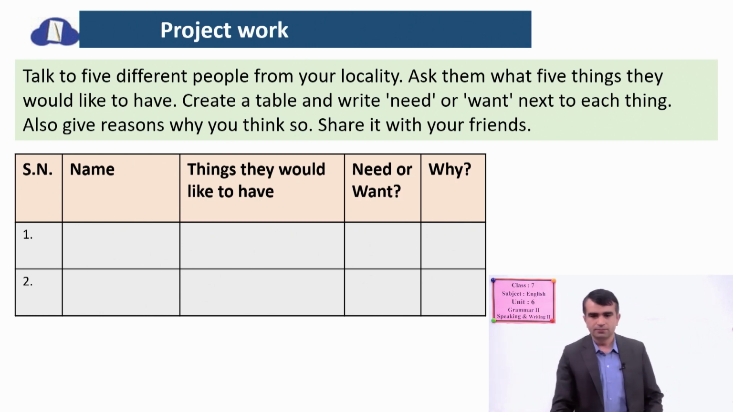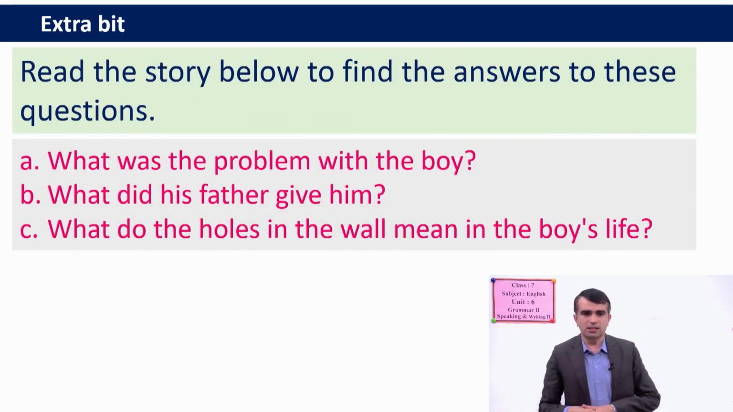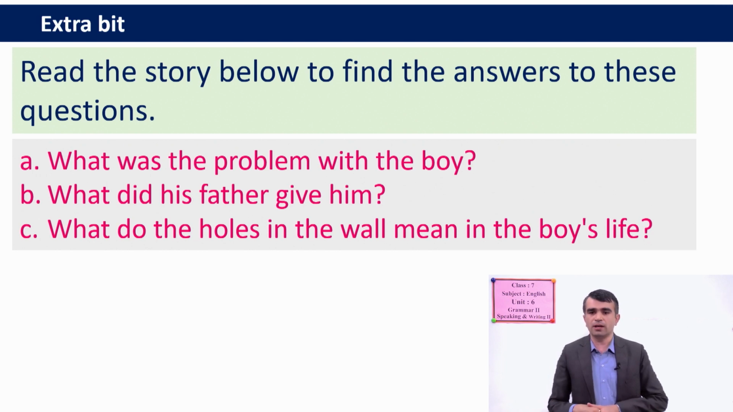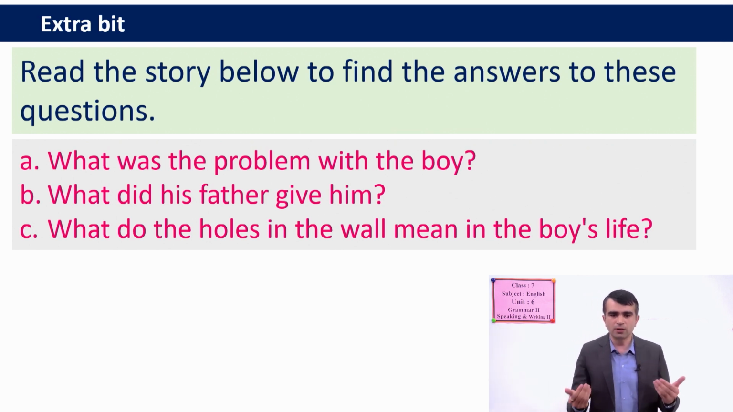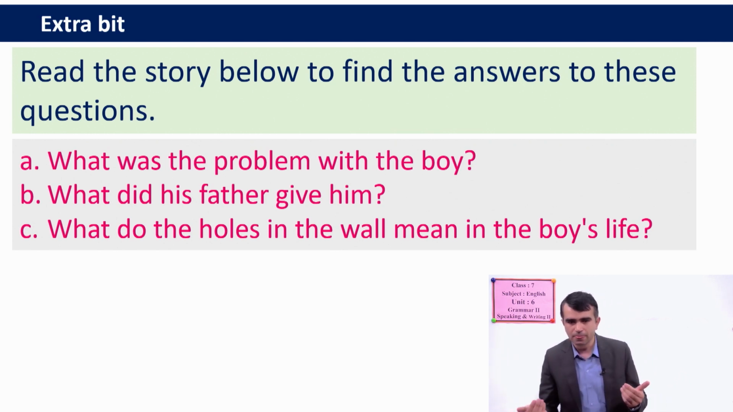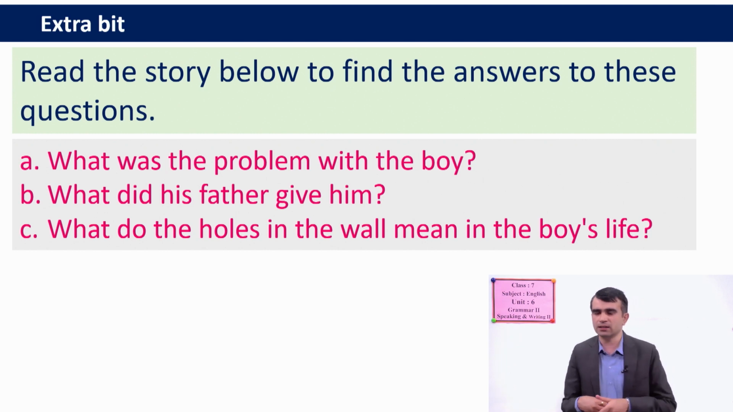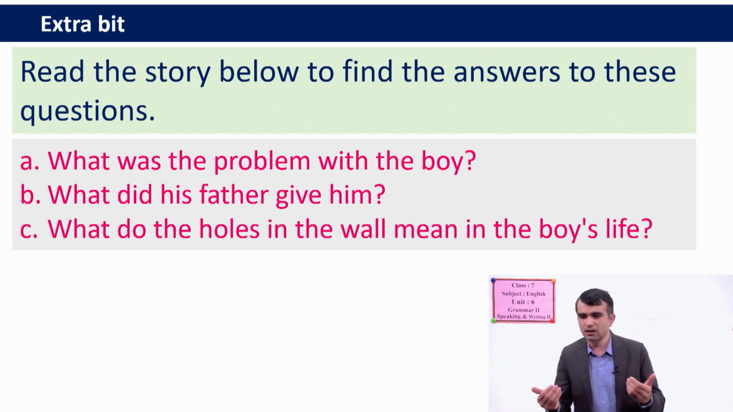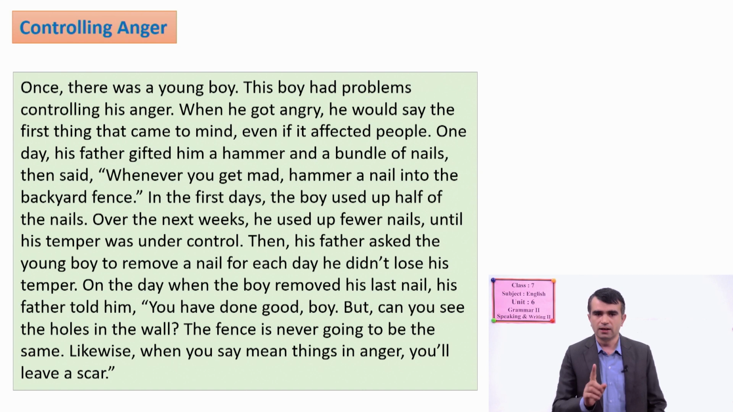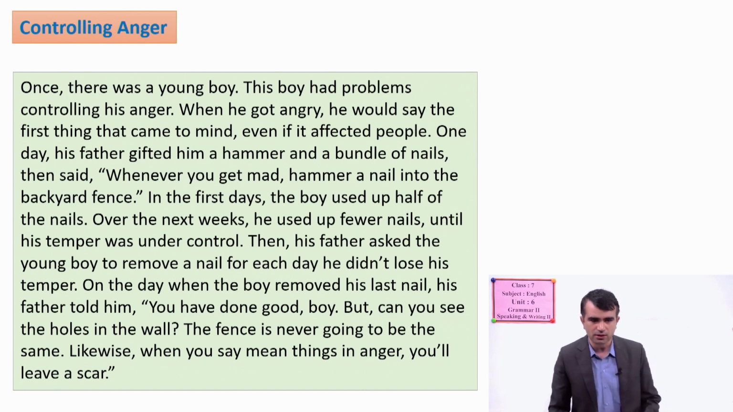Well, now, finally, there is an extra bit. Read the story below to find the answers to these questions. Now, questions are, what was the problem with the boy? What did his father give him? What do the holes in the wall mean in the boy's life? And then the story is given. Controlling anger is the story.